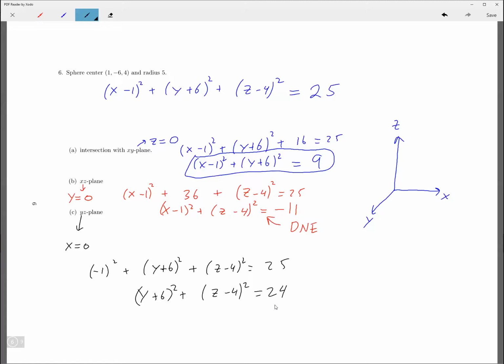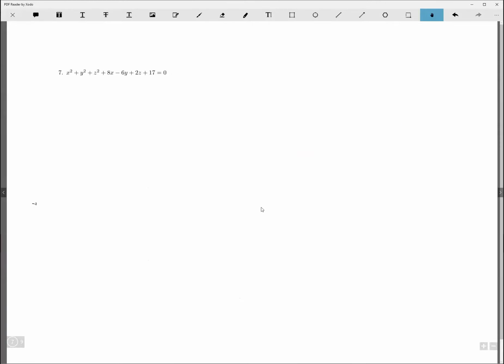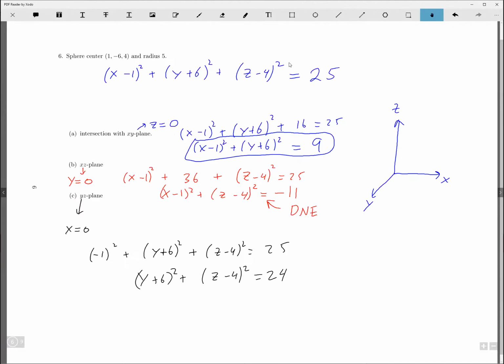Okay, let's look at number 7. Okay, so here we have, apparently, the equation of a sphere. And we're supposed to find it in standard form. So a standard form would be like this form here. So we're supposed to put the sphere in that form.